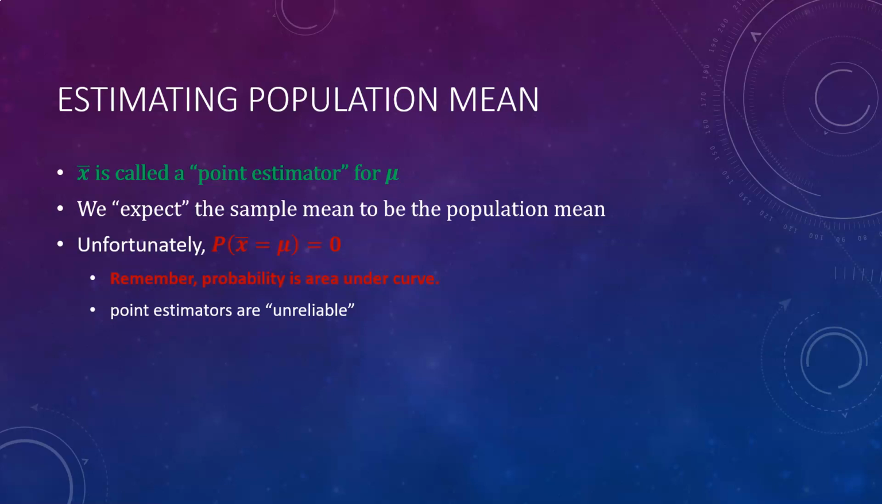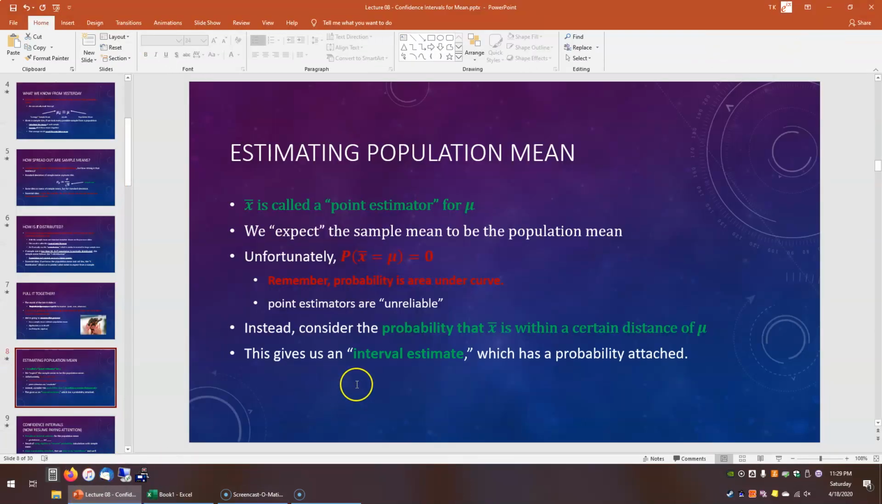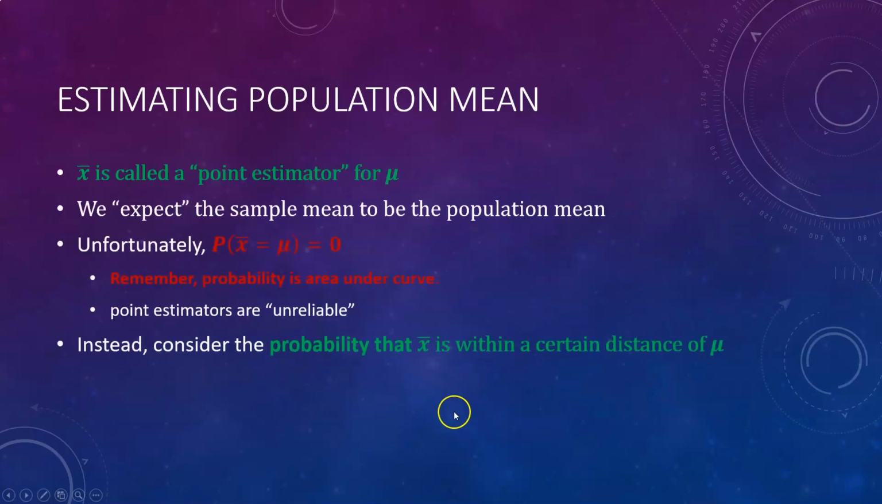Now the unmathematical explanation of this conclusion is that point estimators are unreliable. We expect the mean to be the same as the population mean, but as we saw with the dice example, it's a crazy world, and that won't always be the case. So we can't use a single point to estimate the mean of a population.